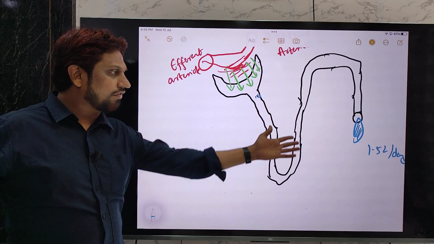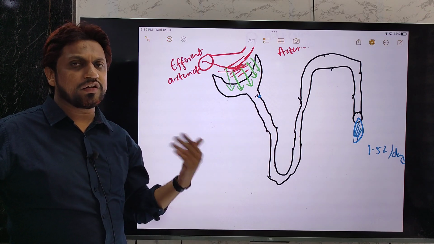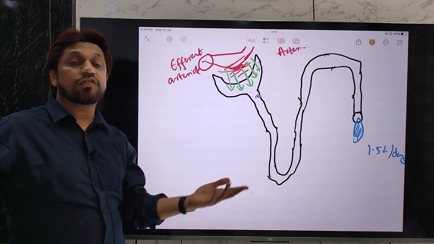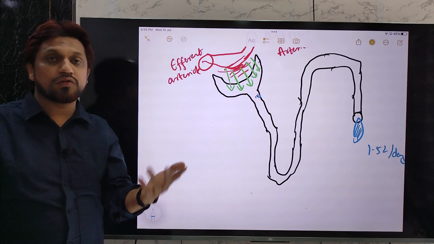It is an average; it will vary in range. Some will have 2.5 liters per day. If it is more than 3.5 liters, it is termed as polyuria. It is increased urine excretion.